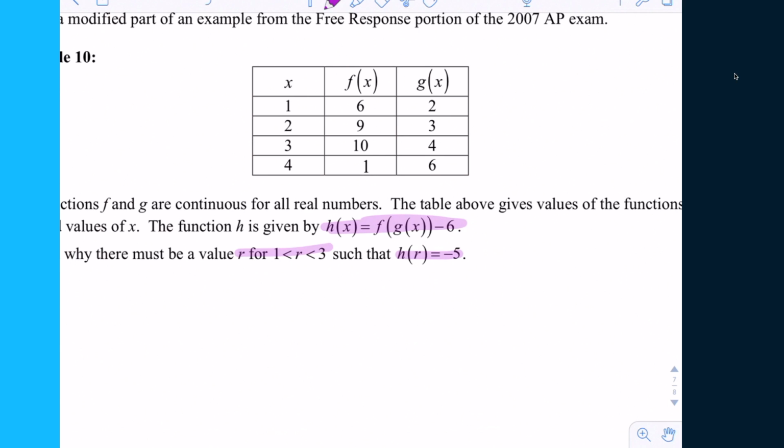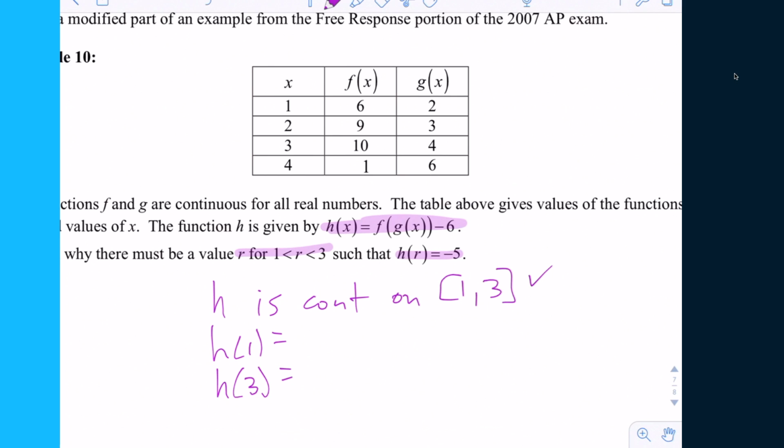Now, how do we know that? It tells us f and g are continuous, right, for all x. What do we know about compositions of two continuous functions? It's also continuous. So, number one, you're just going to say h is continuous on the interval from 1 to 3. Check. And then you're going to figure out what is h of 1, and then you're going to figure out what is h of 3. Now, where are you going to get those? Let's get those from the table very quickly.